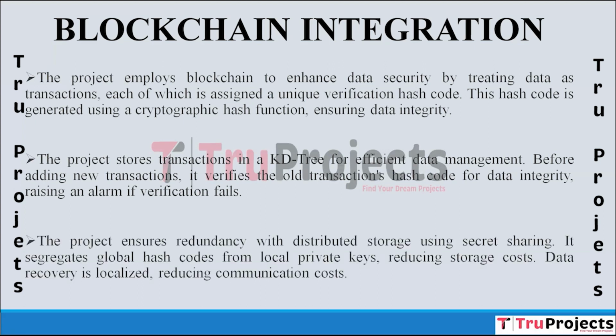To ensure data redundancy and fault tolerance, the project implements distributed storage. It divides the data into shares and employs secret sharing techniques. This separation includes keeping global hash codes distinct from local private keys. This strategic segregation not only reduces storage costs but also localizes data recovery efforts. In the event of node failure or compromise, the system recovers data by connecting to local peers, thus minimizing communication costs.